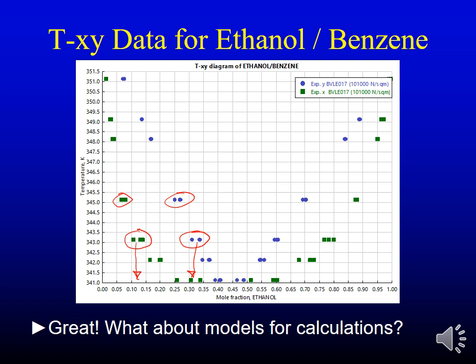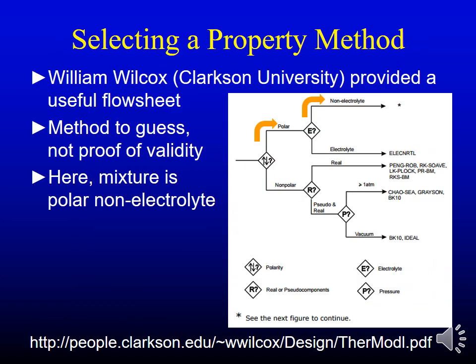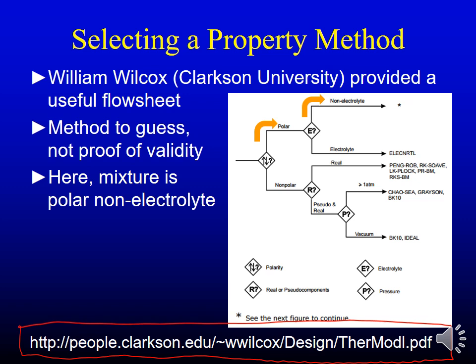Now what we want for our actual calculations is not individual experimental data points, but we want to have a choice of a method and a set of parameters that will match these experimental data. So in order to do that, we need to choose a property method. So one way to do that is, and I've got the reference for this down below, William Wilcox published this. It's basically a wizard or a flow sheet that asks a few questions about your mixture.